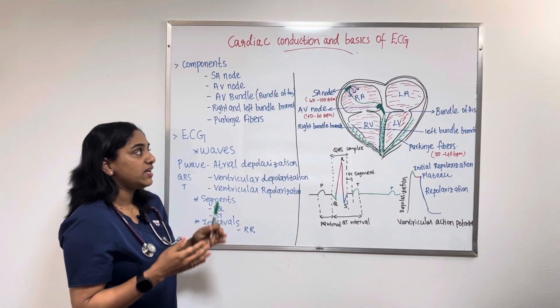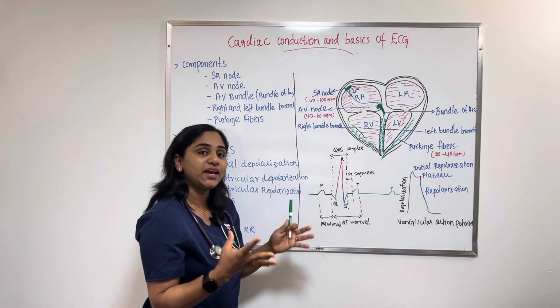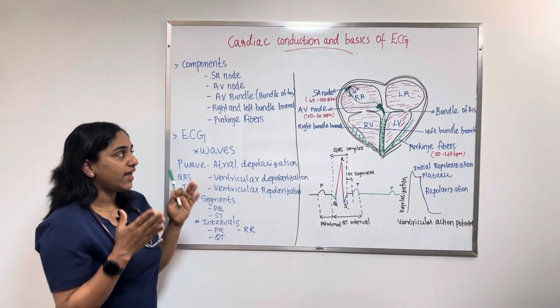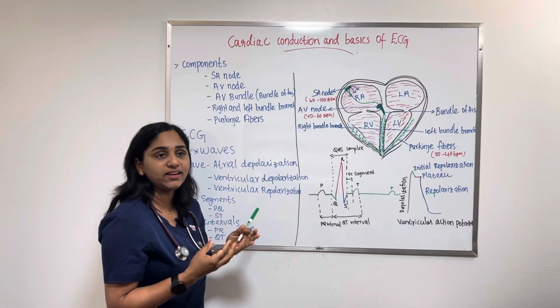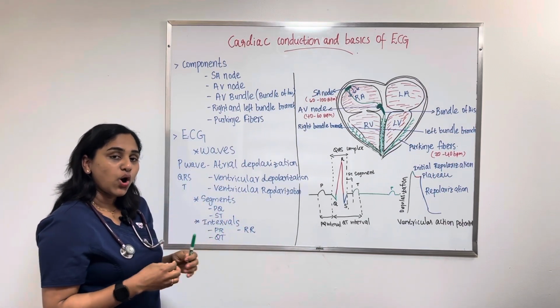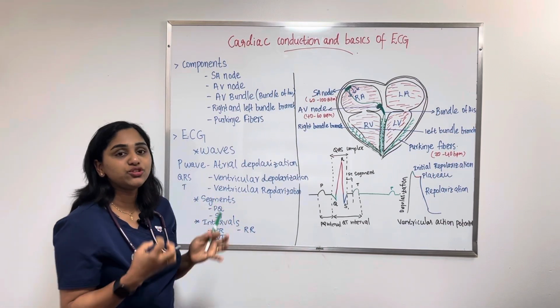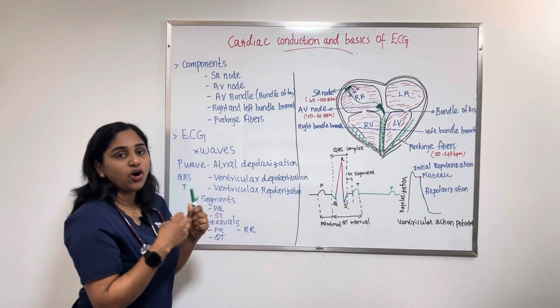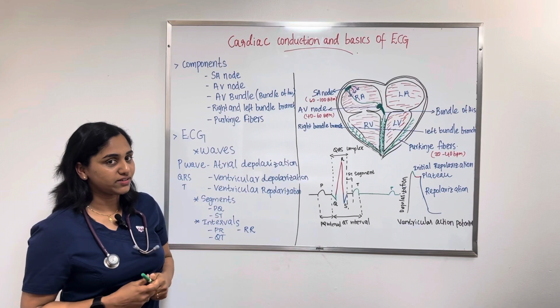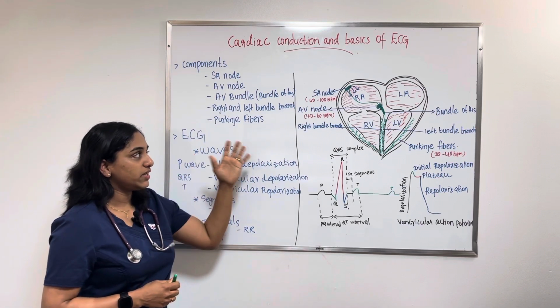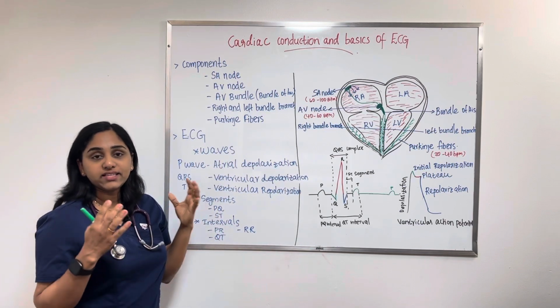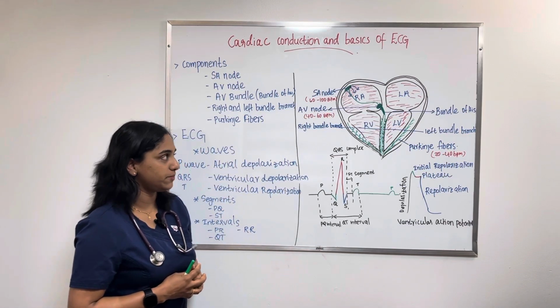That means the AV node is called the gatekeeper for the atrial contraction. That helps to make sure that the atrium contracts all the blood, emptying it to the ventricle, prior to the ventricular contraction. So AV nodal delay is a kind of positive concept.